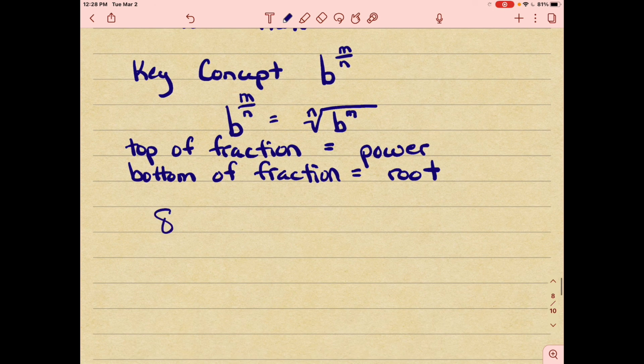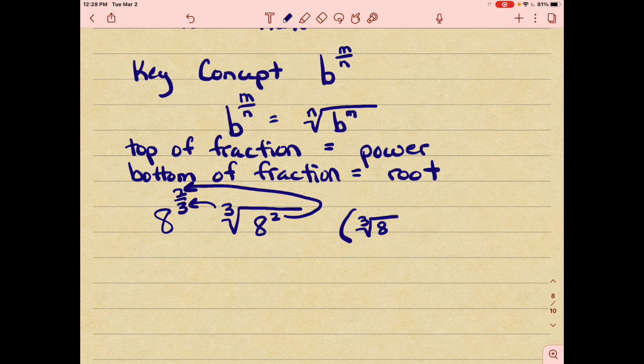Okay, so here's an example. What if I had 8 to the 2/3 power? This is the same thing as the third root of 8 squared. All right, the third root of 8 squared, well, we could also call it this, the third root of 8, squared. And those two things are going to be the same. But one is easier to do than the other. It is easier to figure out the third root of 8 and then do the squared part than it is to square the 8 and then do the third root.